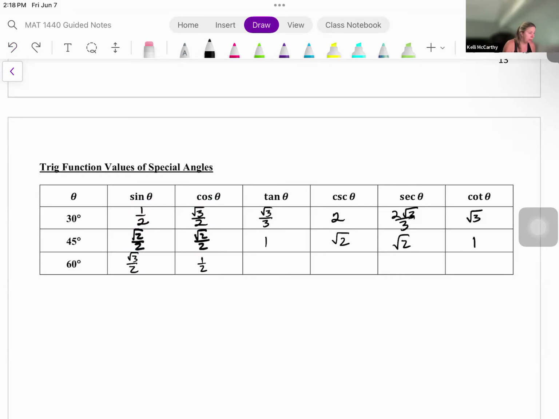Continuing, tangent of 60 degrees is the square root of 3. Cosecant is 2 square root of 3 over 3. Secant is 2. And cotangent is square root of 3 over 3. Now these values, again, specifically the sine and cosine values, we're going to come back and practice those a lot, especially when we introduce the unit circle here soon.